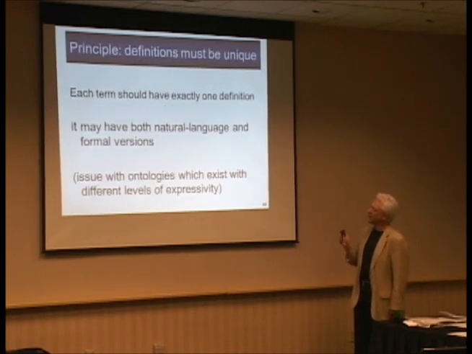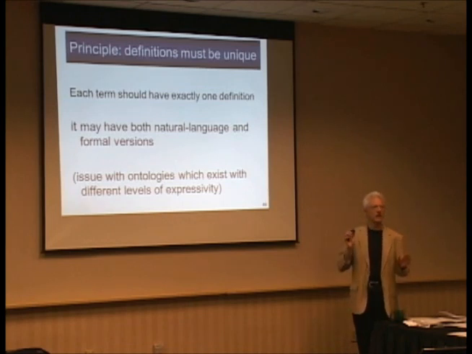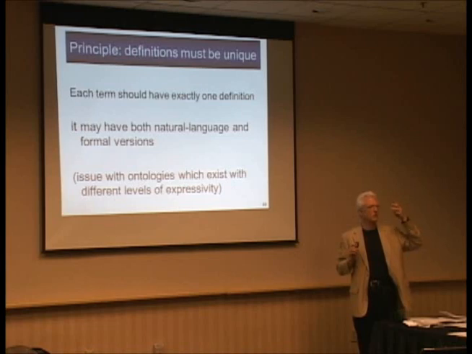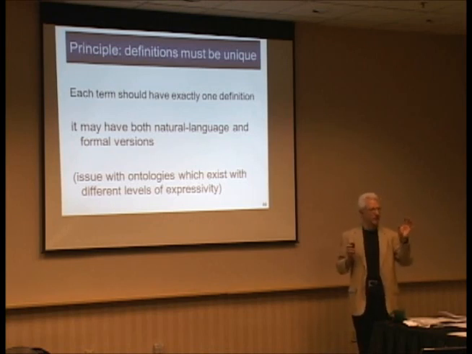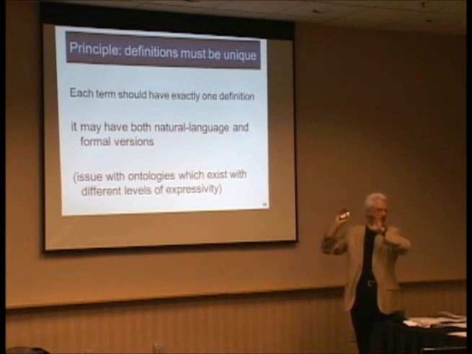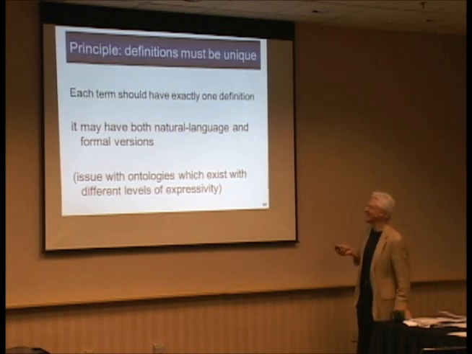Each term should have exactly one definition. It's a mark of a bad ontology if any given term has more than one natural language term. So the National Cancer Institute Thesaurus has 3 definitions for the word cancer, which are inconsistent with each other. We understand why they do it. They want the word cancer to mean both disease and tumor. But you can't do that. A disease cannot be 3 centimeters in diameter.